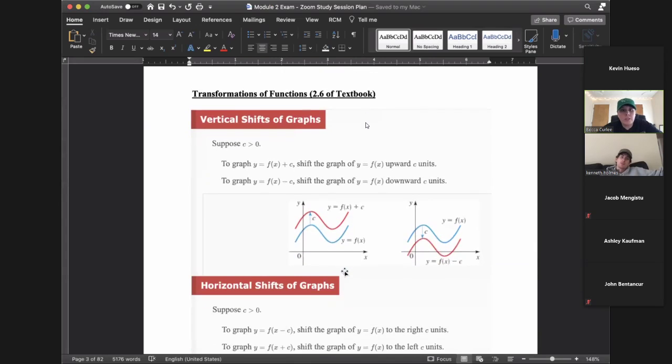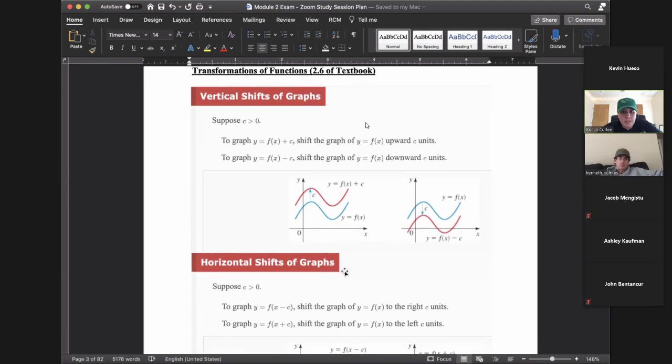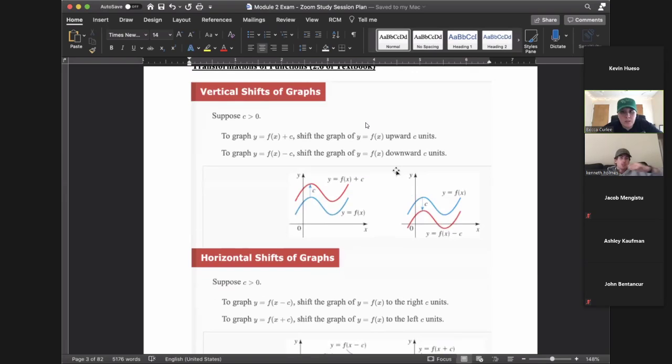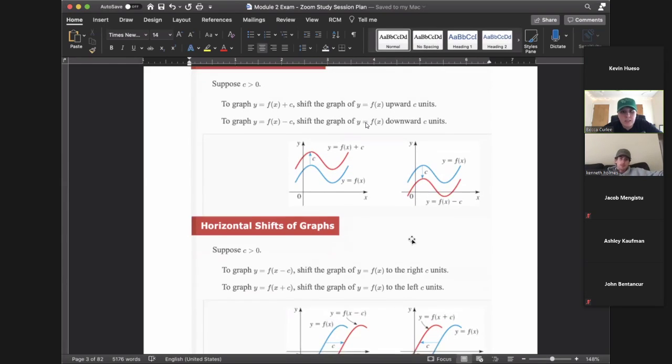Okay, moving on to transformations of functions. This is 2.6 of the textbook. So, vertical shifts of graphs. Basically, you're either adding or subtracting to the f of x right here. Adding will shift the graph upwards, and subtracting will shift the graph downwards. So this is a vertical shift that's adding, and this is a vertical shift that's subtracting.